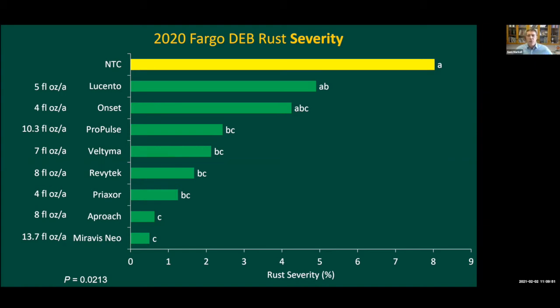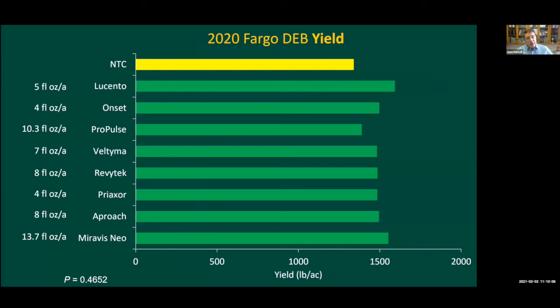So you can see that in general, most of these products are working pretty good. The letters of significance follow the bars. And in general, what we have seen in the past is that triazoles and strobilurins tend to work the best, and a lot of these are combination products that contain one of those. Now, we have a lot of variability in our trials, and the rust pressure wasn't extremely high, so there is no yield differences here.